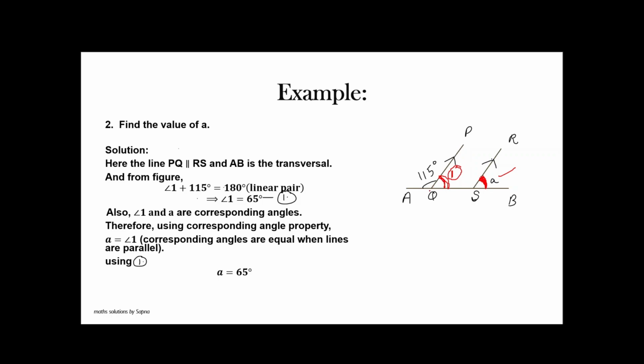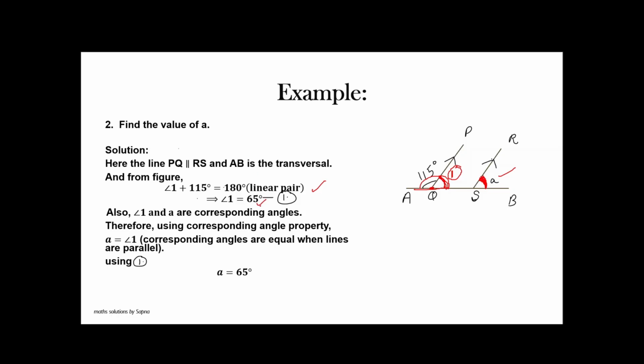Clearly, vertically opposite angles we can't use for angle 1, because there is no angle vertically opposite to angle 1 in our figure. Complete angle I can't use because I have not been given all the remaining angles, that could be part of a complete angle. Now coming to linear pair, I can use that. Reason: this angle 1 and 115 degrees are formed at the same point Q, making a straight line. That is why, from the figure, I am writing angle 1 plus 115 degrees is equal to 180 degrees, linear pair. If I solve this equation, angle 1 would be 65 degrees.